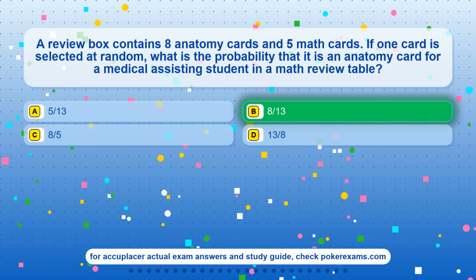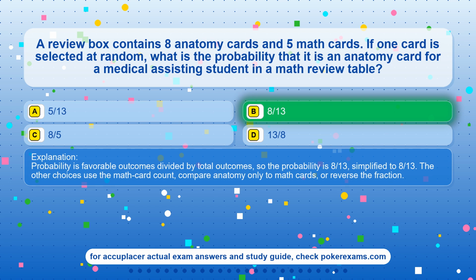The correct answer is option B, 8/13. Probability is favorable outcomes divided by total outcomes, so the probability is 8/13, simplified to 8/13. The other choices use the math-minus-card count, compare anatomy only to math cards, or reverse the fraction.